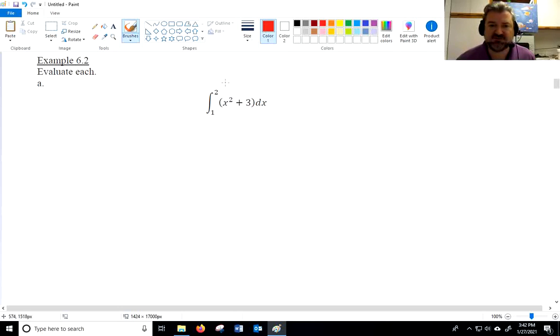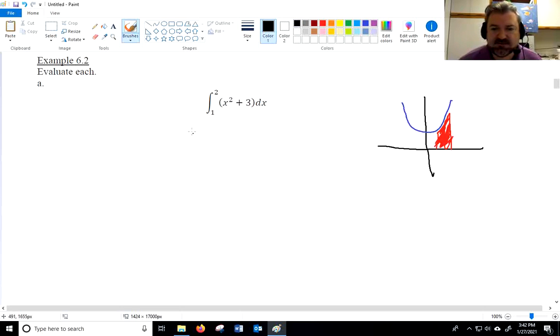All right, let's evaluate this. It didn't ask for a sketch, but just so that we have one, this is a parabola opening upwards, the y-intercept at 3. And we're looking for the integral from 1 to 2, which is going to be this kind of shape here. It's got a curve to it, so without calculus, finding this exact area, not possible. So that's exciting. All right, let's do it.